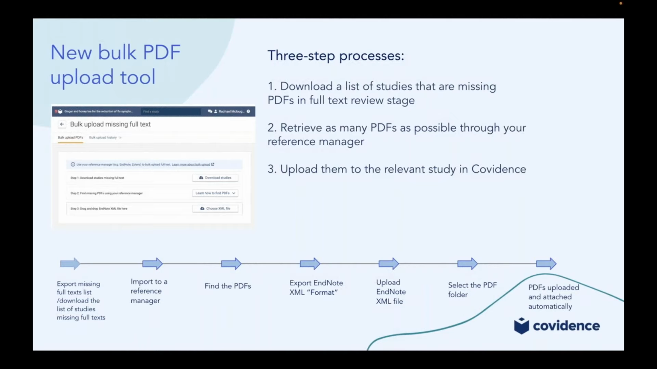The references are imported into a reference manager like EndNote or Zotero, which is then used to search for and retrieve the PDFs. And then the PDFs, along with their XML file, are then exported from the reference manager and imported into Covidence so that you can start full text screening. There's no need to change file names, no need to change the names of PDFs. Covidence will link the references and the PDFs for you in the way that they've been linked in your reference manager.